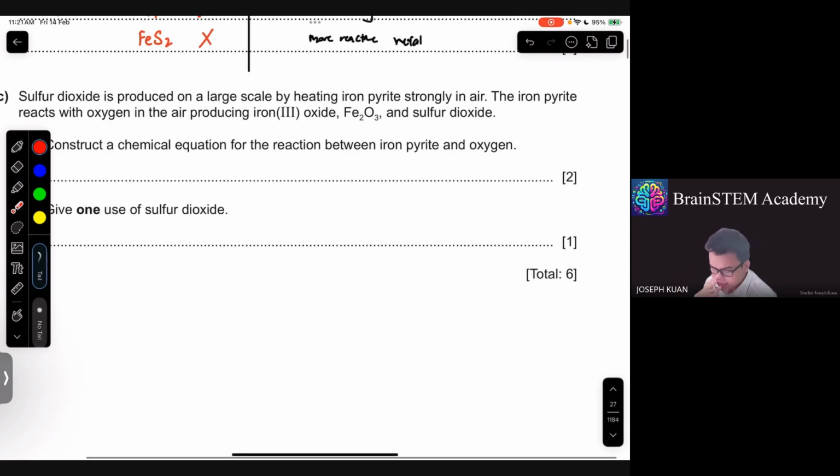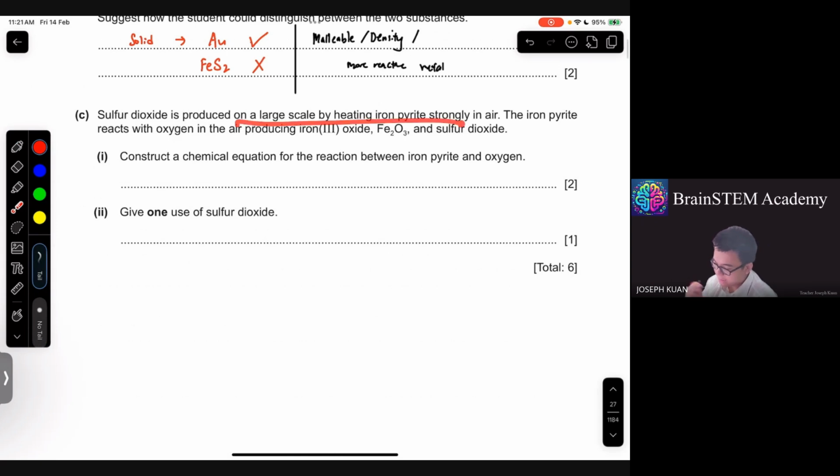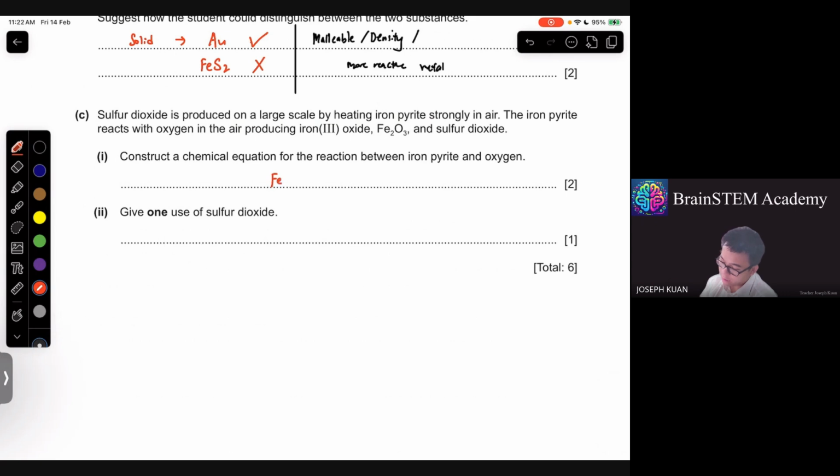Okay, moving on. Sulfur dioxide is produced on a large scale by heating iron pyrite strongly in air. The iron pyrite reacts with oxygen in the air to produce iron trioxide and sulfur dioxide. Construct a chemical equation for this reaction. So our iron pyrite plus our air, meaning oxygen, form our iron trioxide and then our sulfur dioxide.